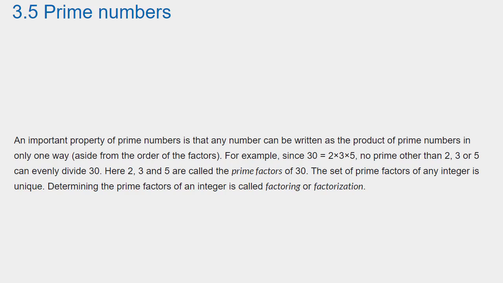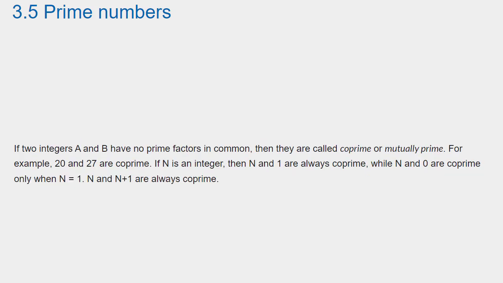For example, since 30 equals 2 times 3 times 5, no prime number other than 2, 3, or 5 can evenly divide 30. Here, 2, 3, and 5 are called the prime factors of 30. The set of prime factors of any integer is unique. Determining the prime factors of an integer is called factoring or factorization.